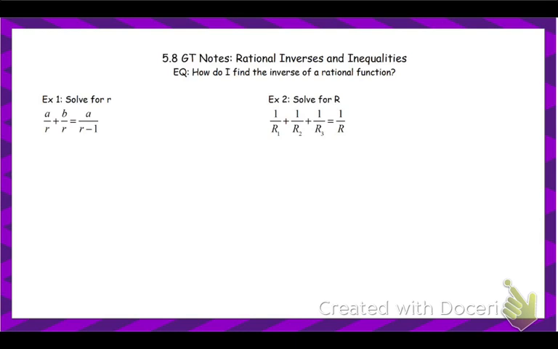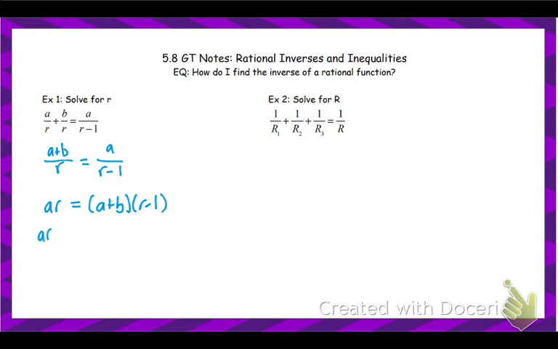Now, there is more than one way to solve this problem, whatever you think is going to be easiest. What I'm going to do in this case, I can either get a common denominator, or I can combine these together and cross multiply. So I'll try both. I'll start by combining these together and cross multiplying. So if I combine those together, a plus b over r is equal to a over r minus 1.